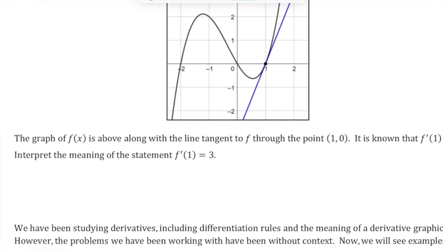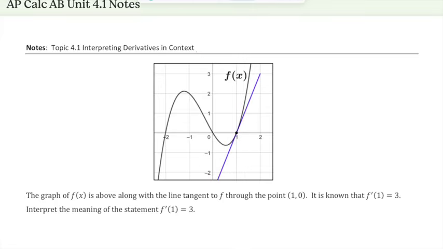Okay, we're going to be reviewing the notes for Chapter 4, Interpreting Derivatives in Context. Tangent lines were the slope of the curve at that particular point. So that's what this means right here.